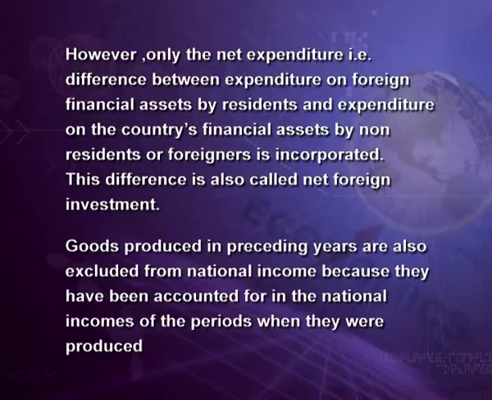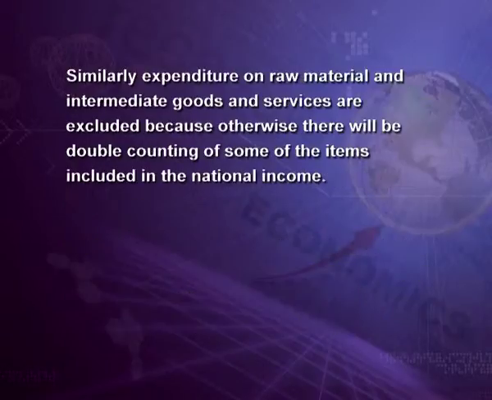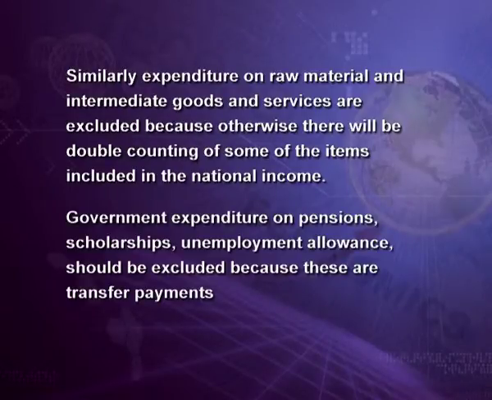Goods produced in a preceding year are also excluded from national income because they have been accounted for in the national incomes of the periods when they were produced. Similarly, expenditure on raw material and intermediate goods and services are excluded because otherwise there will be double counting of some of the items included in the national income. Government expenditure on pensions, scholarships, unemployment allowance, etc. should be excluded because these all are transfer payments, not factor payment or factor income.